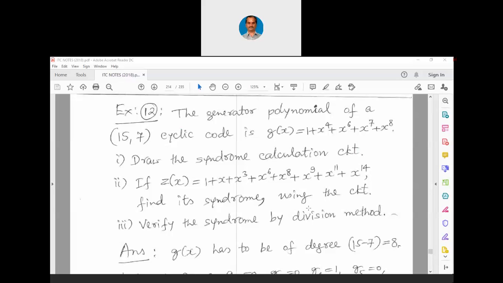So, in this exercise we can see the generator polynomial of a (15,7) cyclic code is g(x) = 1 + x^4 + x^6 + x^7 + x^8. Again a (15,7). As I have told you, expect such exercises even in the test, even in the exam. For that matter, you will have to work out all these exercises again on your own.